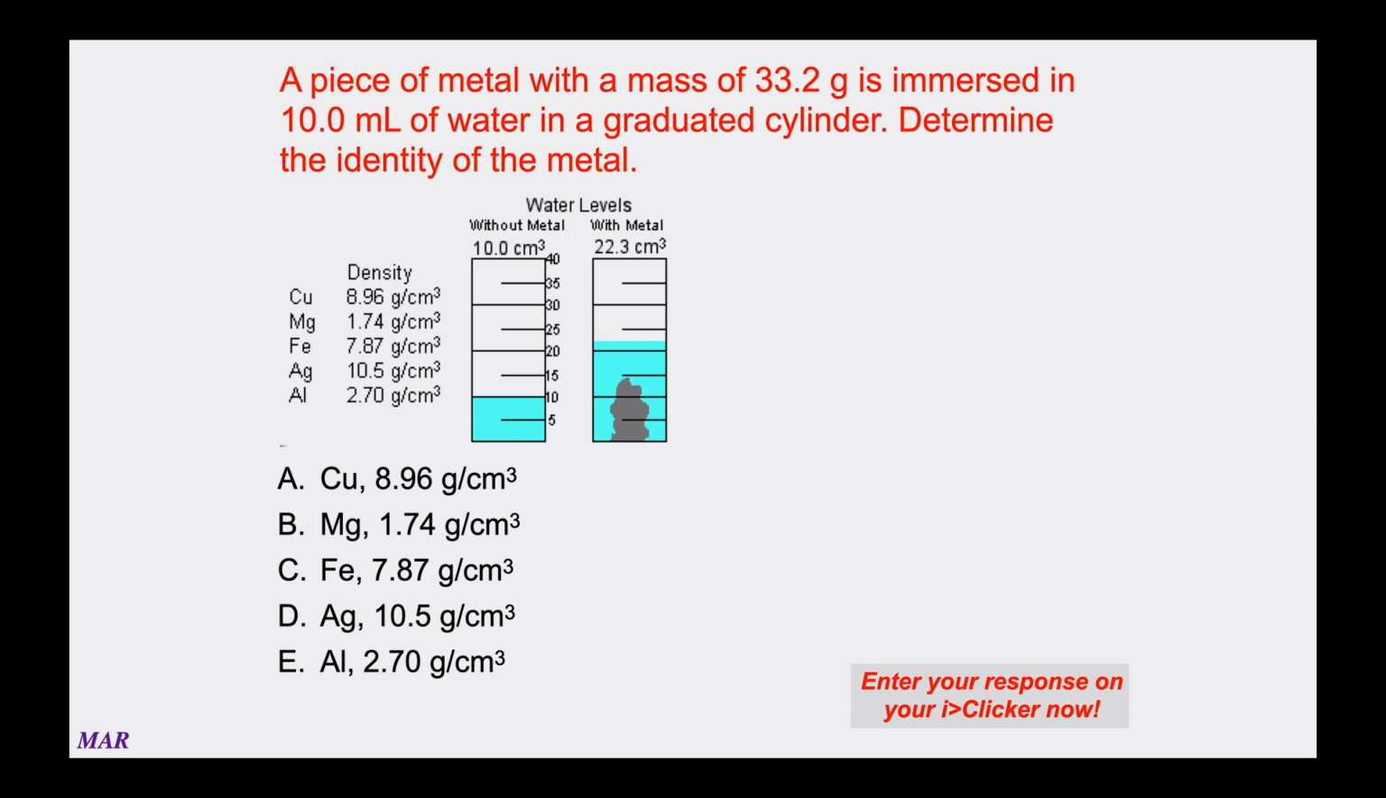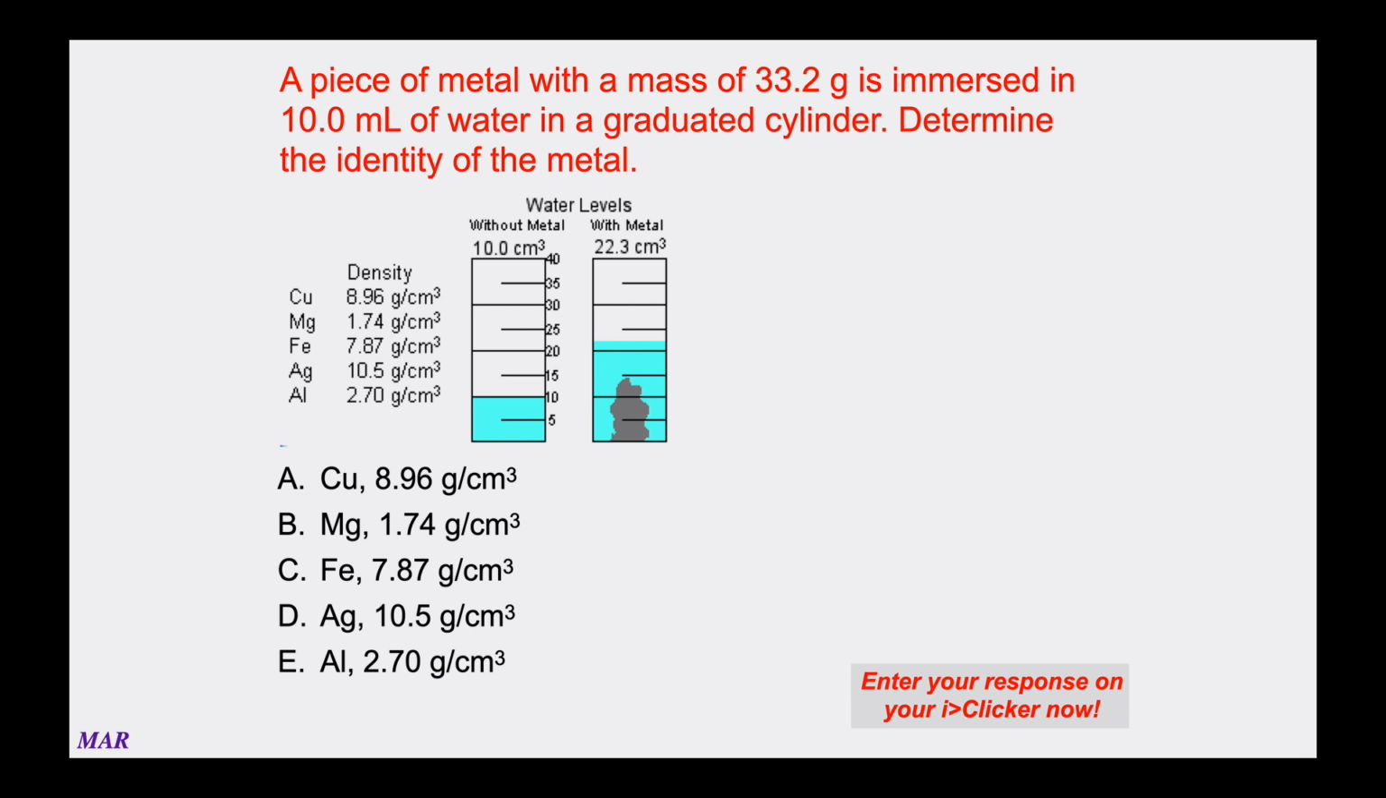In this question, we have a piece of metal with a mass of 33.2 grams, and we place it in 10 milliliters of water in a graduated cylinder. You can see in the little picture there's a before and after picture of what's going on. Notice in the middle, it says 10, that's where the water goes up to, 10.0 centimeters cubed. After putting the metal in, the water level rises to 22.3 centimeters cubed. Using all this information, determine the identity of the metal.